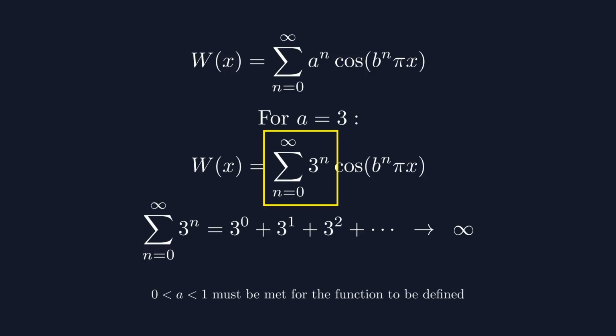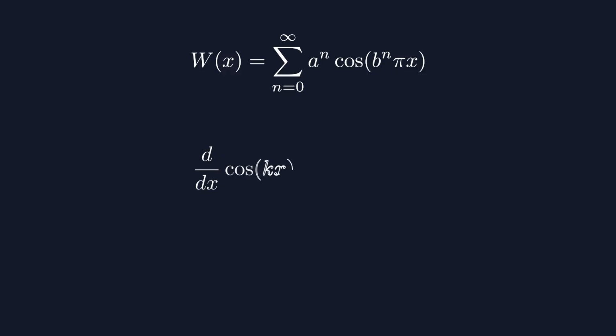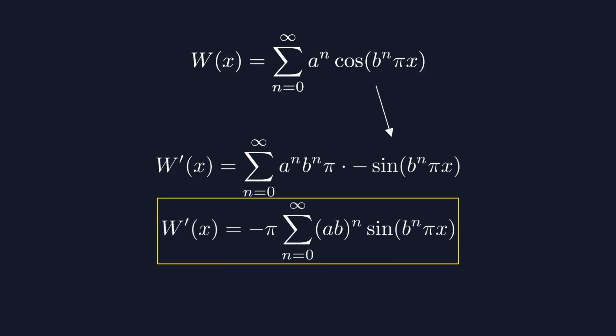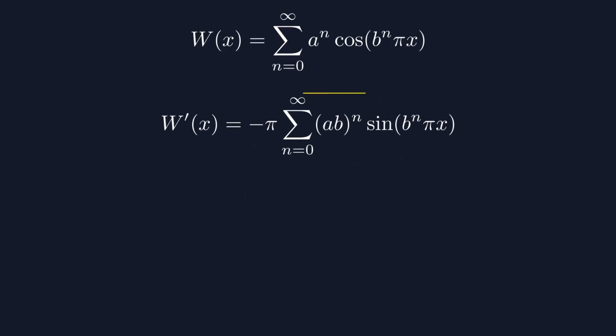Now, let's differentiate the function. The derivative of cos kx is minus k times sine kx. So we take out the constants b to the power of n and pi, and cos changes to minus sine. Rearranging gives this. Now, notice this part of the derivative.